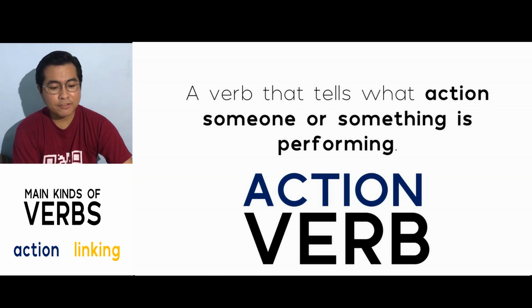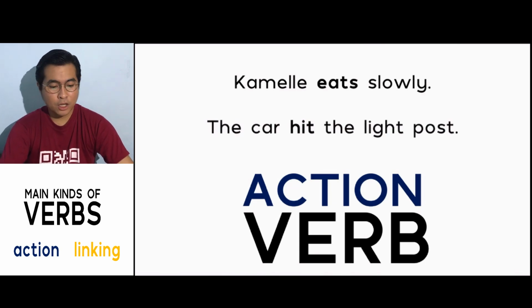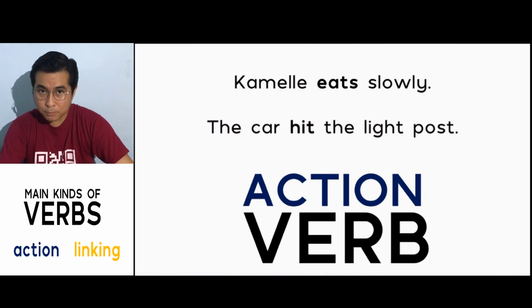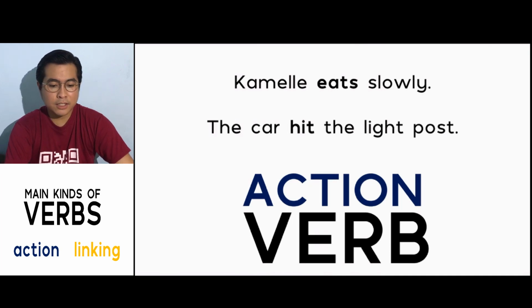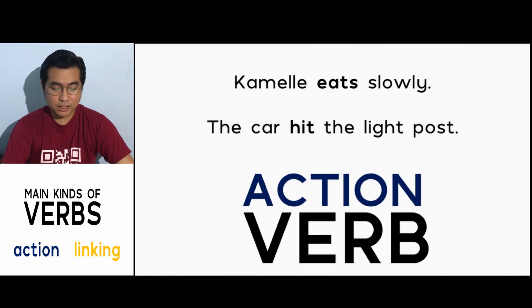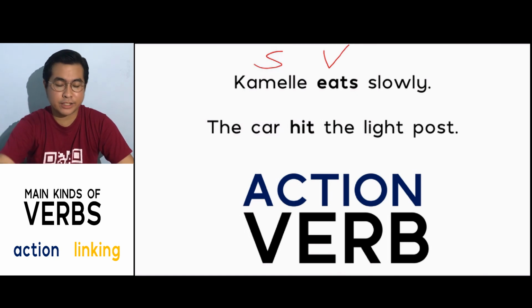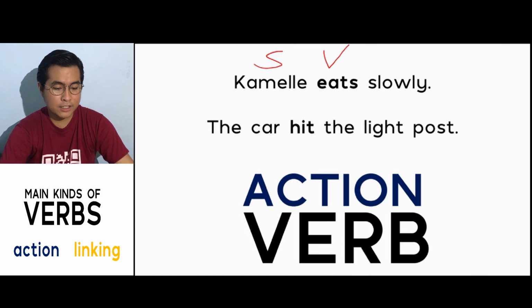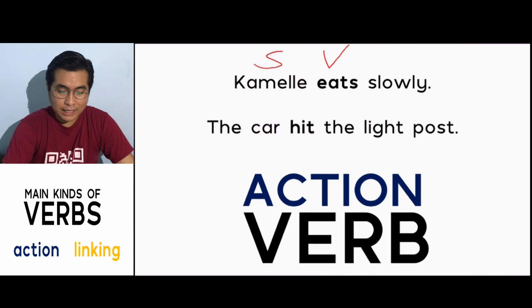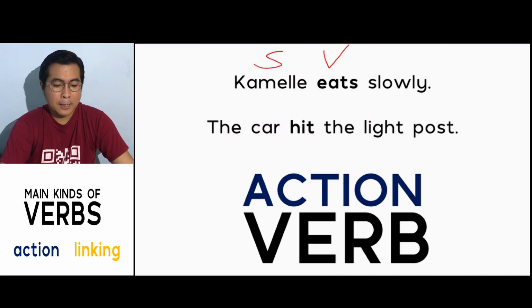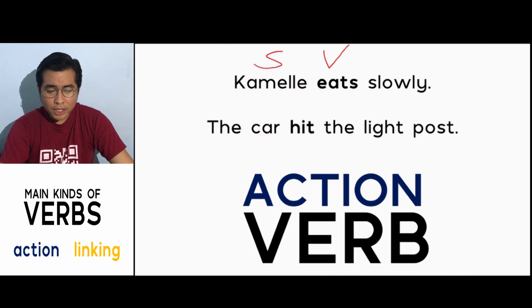In this case, we have, Camel eats slowly, and The car hit the light post. In the first sentence, we have camel as the subject and eats is your verb. Slowly is how camel eats. It describes the verb, so it's an adverb. So we have eats as the action performed by your subject, the camel here in the sentence.